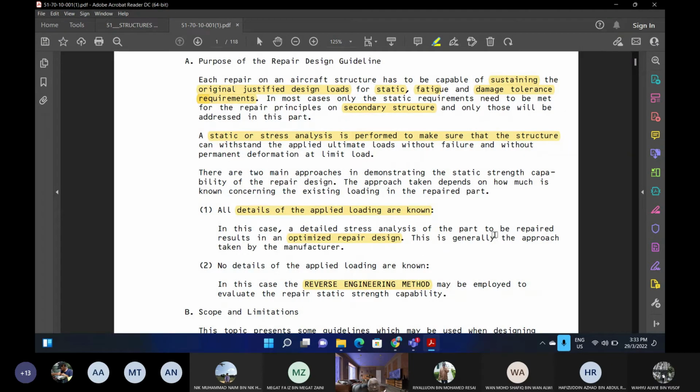Generally, this approach is taken by the manufacturer. You are at the level of the manufacturer, because the manufacturer will have what they call a stress manual, and that stress manual will give all the details of each structure: loads and stress, factor of safety, and margin of safety.